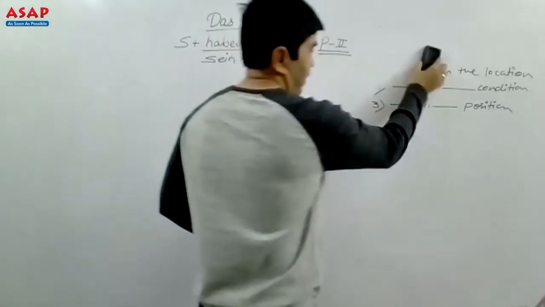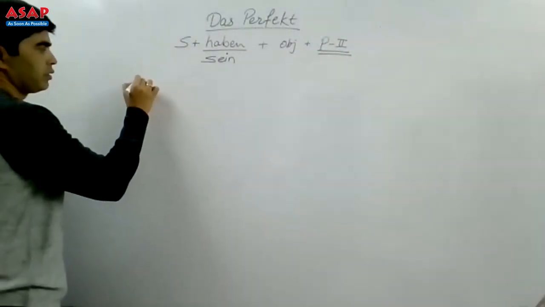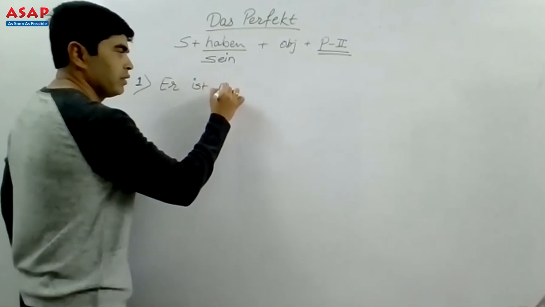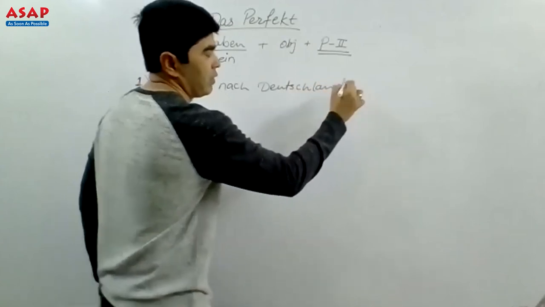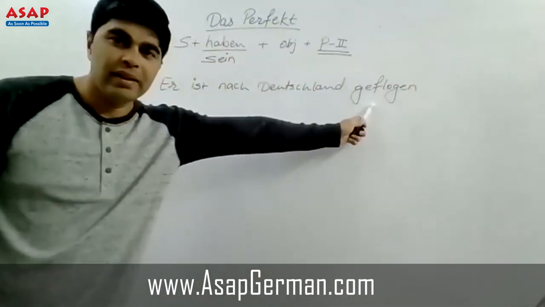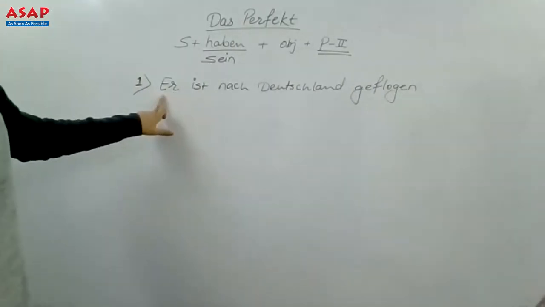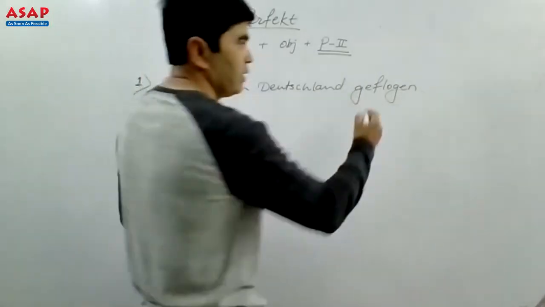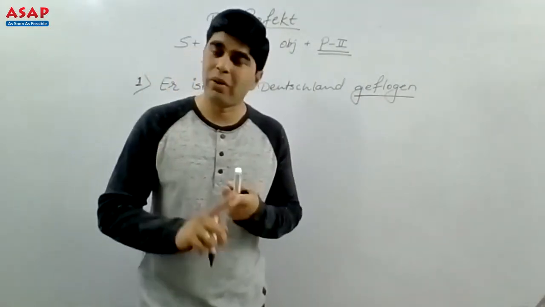So let's take a few examples. Er ist nach Deutschland geflogen. Can you read this? Geflogen? Yes. Can you read the whole sentence? Er ist nach Deutschland geflogen. Geflogen shows change in position. There are many technical words, intransitive verb and all that, blah, blah, blah.